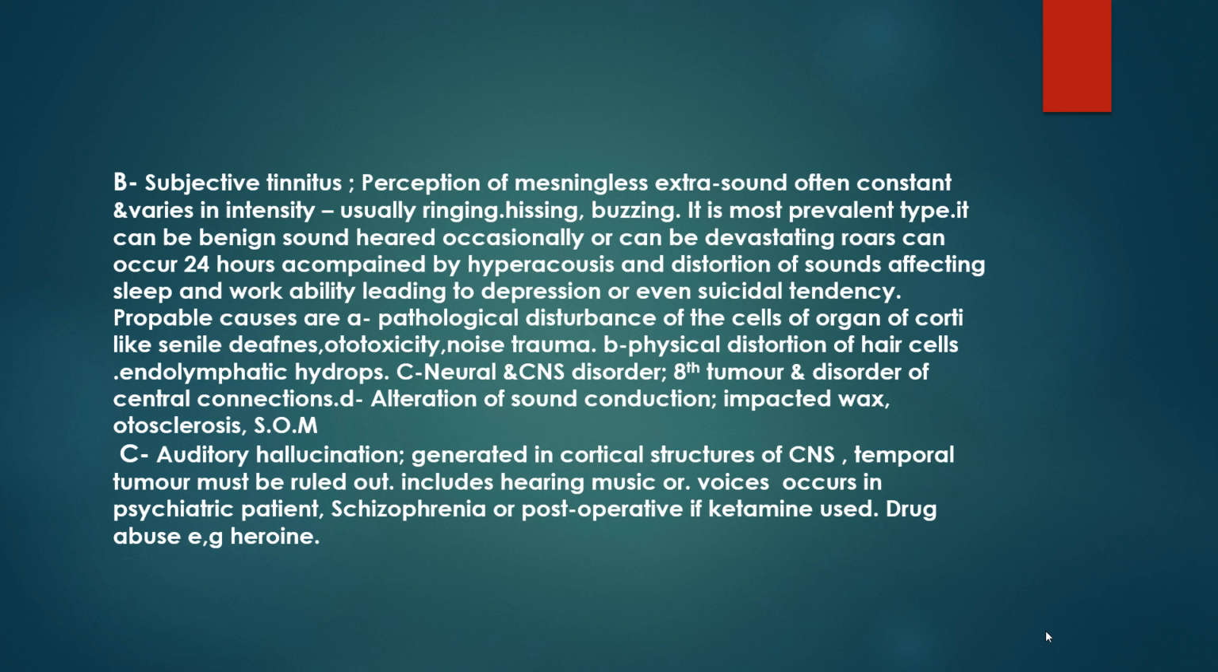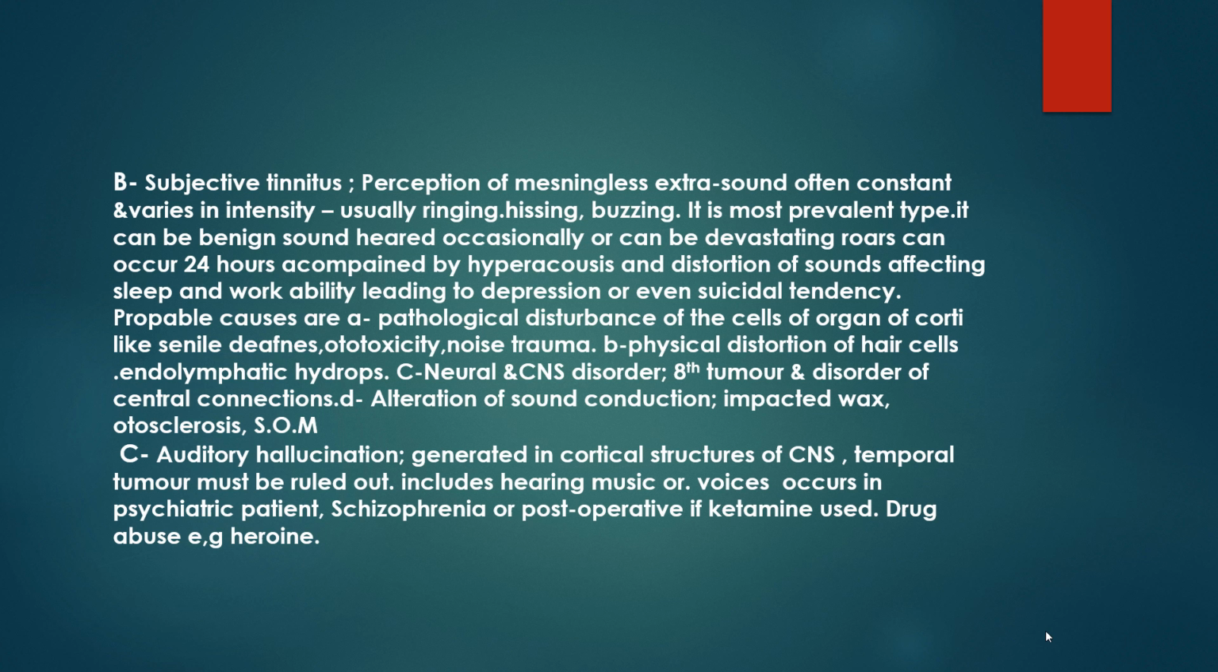The second type of the tinnitus is the subjective tinnitus. This means the perception of the meaningless extra sound. Often it is constant and varying in the intensity. Usually it is ringing or hissing or buzzing type. It is the most prevalent type. As we know, the objective was rare. It can be either benign sound, heard occasionally, or can be devastating.